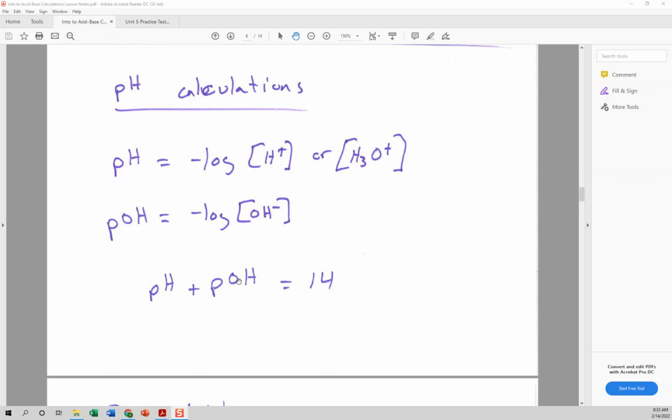And all of these equations are always true. But this equation right here, pH plus pOH always equals 14, is only true at 25 degrees Celsius. That number would change as KW changes, because all the p means is you take the negative log. So if you take the negative log of KW, you get 14. And that's where that number comes from.